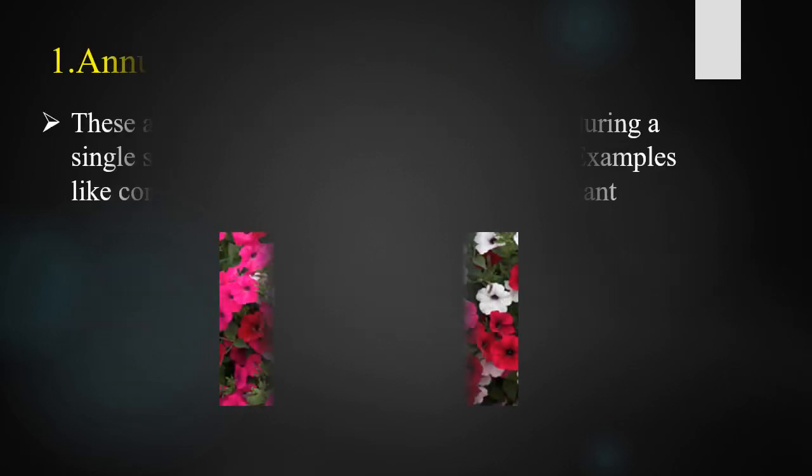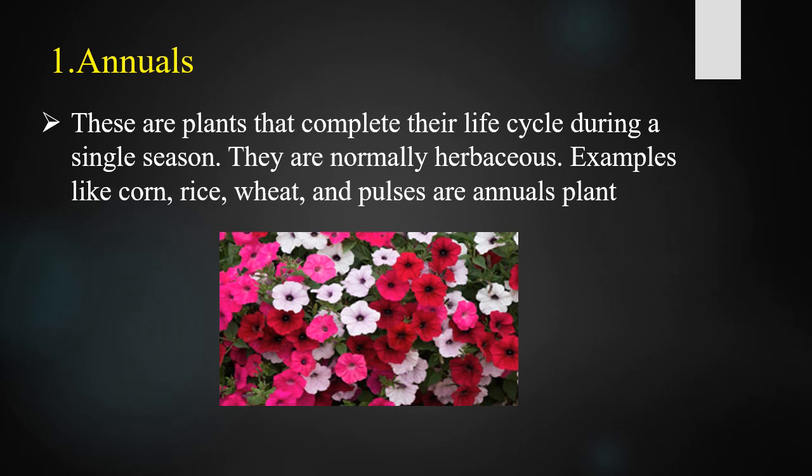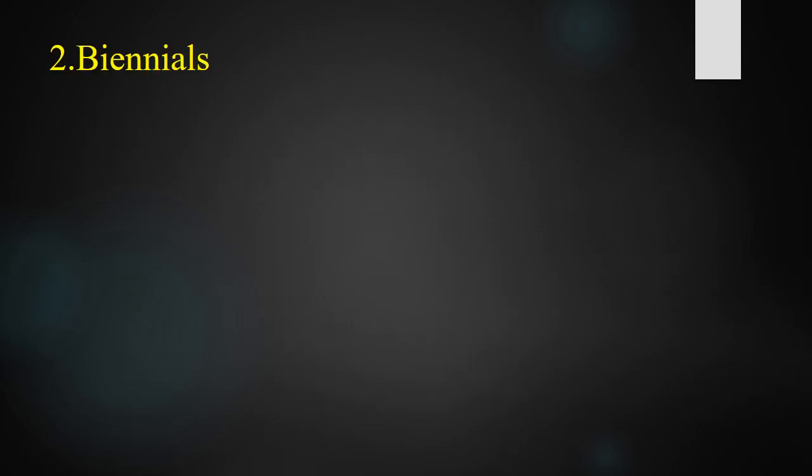So let us see the first slide of annuals. Now annuals, these are the plants that complete their life cycle during a seasonal season. Means what? For only 1 year the plants survive. They are normally herbaceous in character. Different examples are there of annuals. We can say corn, rice, wheat and pulses. So these are the characteristics of annuals, the plants growing for 1 year.